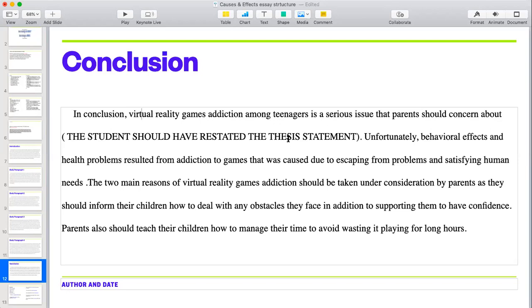Very good. Then she tried at the end, parents should also teach their children how to manage their time. She tried to offer a solution. It's okay. It's not a must. If you do this, that's fine. But here I have a problem because she did not paraphrase her thesis and she did not offer me a good summary, and instead she's offering a solution. If you're going to suggest a solution, that's okay, but first cover the important points.